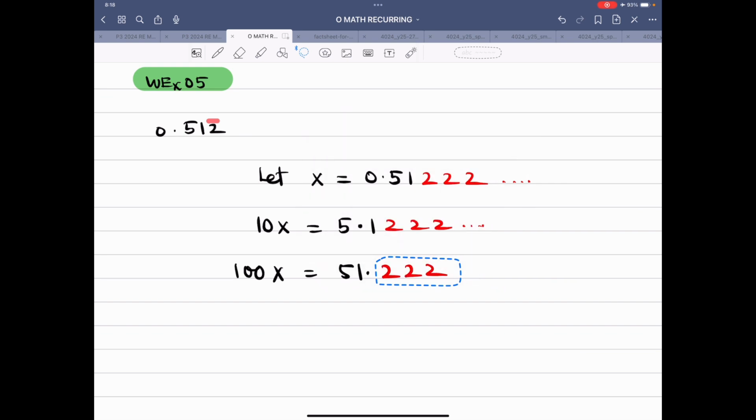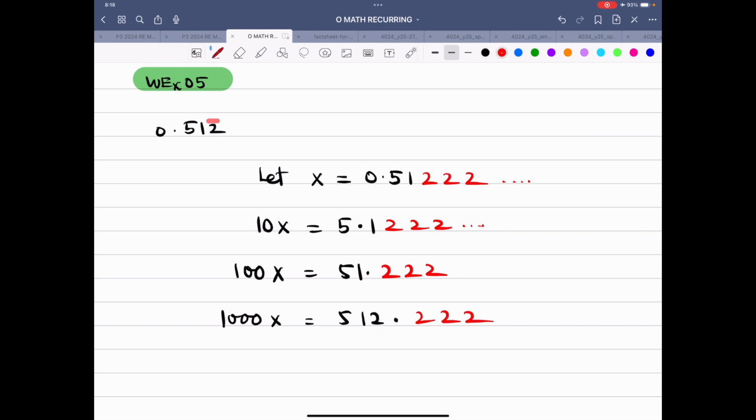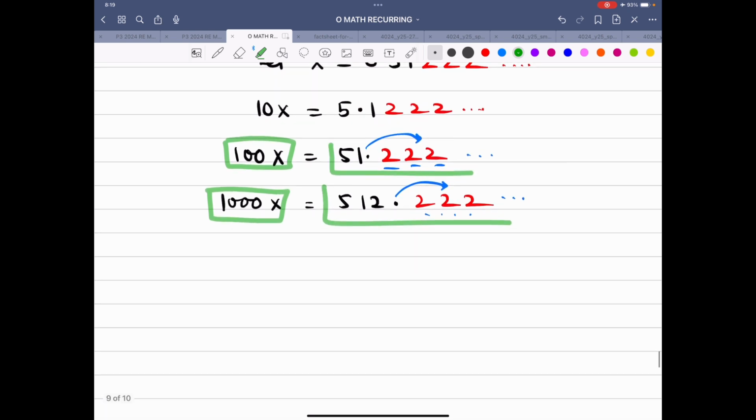Now, is subtraction possible? This is different, this is different, this is different, all three are different. Let me multiply with 1000 now. 1000x is equal to 512 point, and then it's 222 and so on. Let's focus on this. After the decimal, these three are the same and it keeps on going. Therefore, this time I am working with 100x and 1000x, these two. So let's do the subtraction.